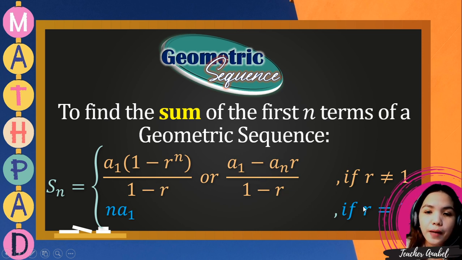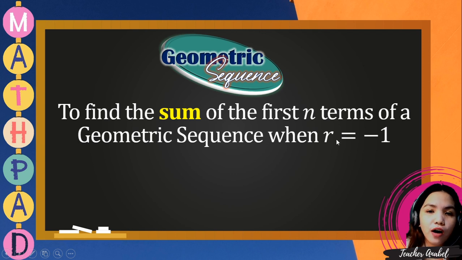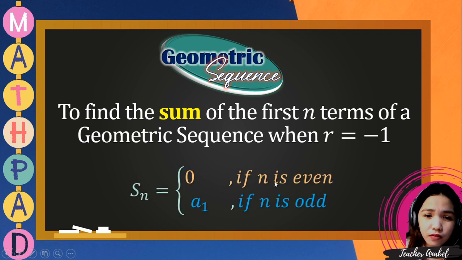And another one, kapag ang r natin ay equal sa 1. So, hindi nyo na kailangang gamitin pa itong mahabang formula. When r is equal to 1, you simply get the product of n, or the number of terms, and the first term. Now, here is another condition. If r is equal to negative 1, so how do we find the sum of the first n terms? So, if n is even, then the sum is 0. Okay? If n is odd, then the sum is the same as the first term.